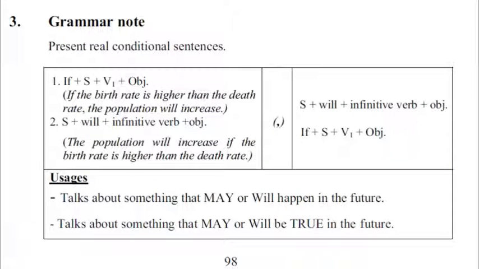Okay, let's have a look at the grammar note. As you can see, the present real conditional sentences: If plus S plus V1 plus OBJ. Teacher, what is that? Well, if just means if something happens with something, the subject, then a verb will happen to the object. So let's read the example sentence. If the birth rate is higher than the death rate, the population will increase.